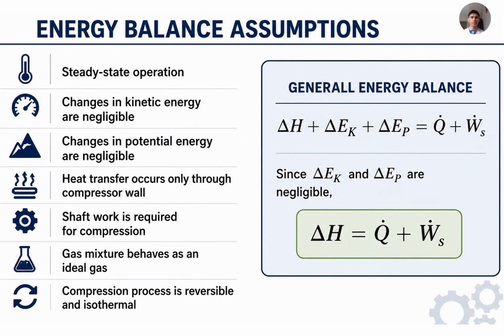Now let's move to the energy balance. The compressor is assumed to operate at a steady state. Changes in kinetic and potential energy are considered negligible. Heat transfer occurs only through the compressor wall. The gas behaves as an ideal gas, and the compression process is assumed to be reversible and isothermal. Under these assumptions, the energy balance equation simplifies to: change in enthalpy equals heat transfer plus shaft work.